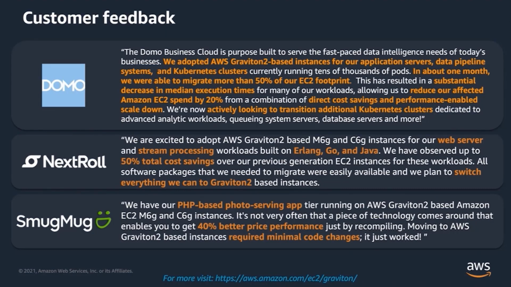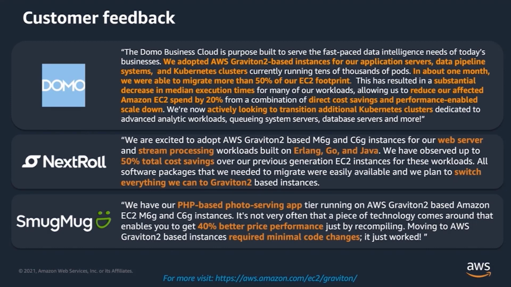So looking at the top here at the Domo workload, they're consuming Graviton2 instances through their Kubernetes clusters, and it took them about a month to migrate about 50% of their EC2 footprint. All in all, they were able to reduce their EC2 spend by about 20%, and this is from a combination of the direct cost savings and then performance-enabled scale down. So yet another interesting variation of how you can save money using Graviton2. In this case, you can consider occasionally going to smaller instances or running fewer instances to serve the same traffic as you were before.